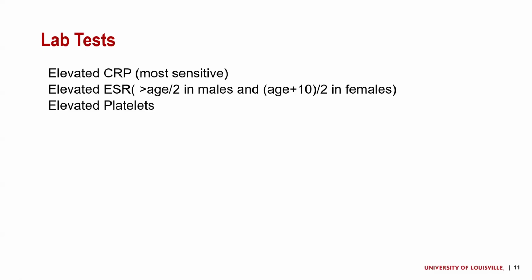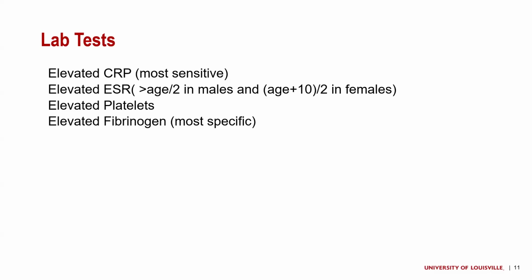Some other studies, you can look at elevated platelets, which are very common in giant cell arteritis, and many times people have had a standard lab test like this, so it's something that's easy to look at. And then if you do want to be a little bit more specific, you can also check a fibrinogen level. This is the most specific lab test we have for giant cell arteritis. However, it's not very sensitive.